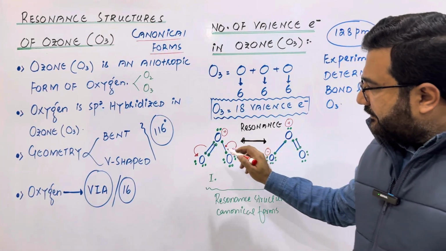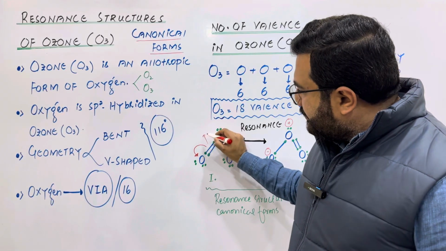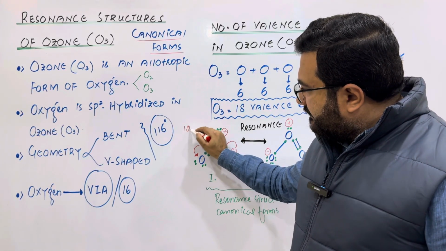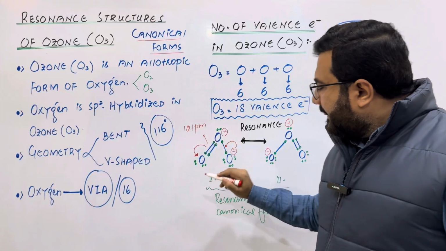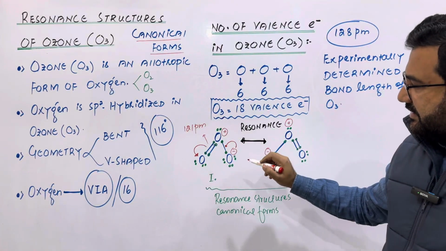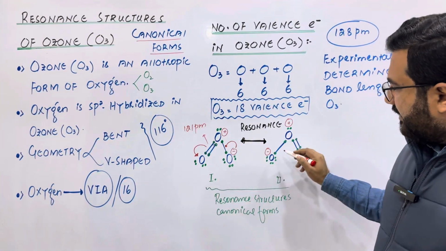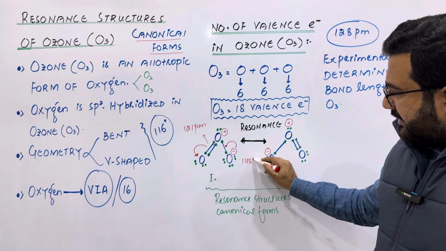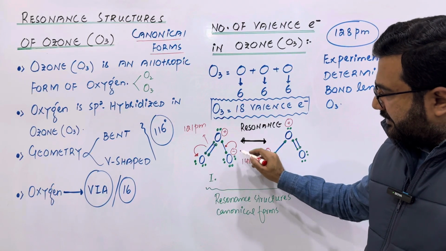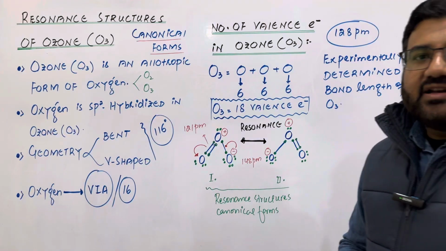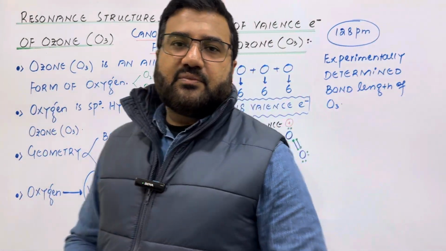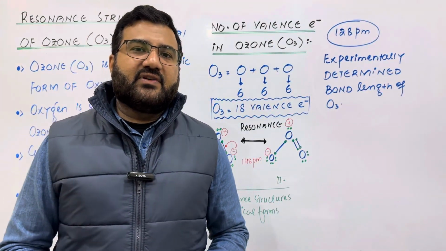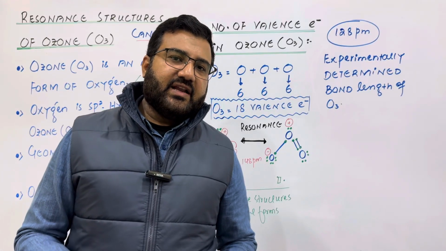And now let us look at the data these two structures provide. The bond length of an oxygen-oxygen double bond should be 121 picometer, and the bond length of an oxygen-oxygen single bond should be 148 picometer. So these structures show that in ozone there must be two types of bond lengths. One should be 121 and the second should be 148.